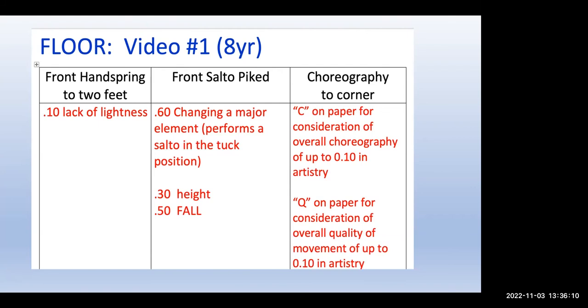Then she's supposed to do this choreography to the corner. We put a C on our paper for consideration for the overall choreography and the quality of movement as well. All right, not that we need to see it slow, but we will watch it slow.